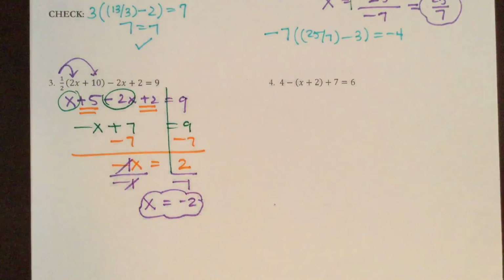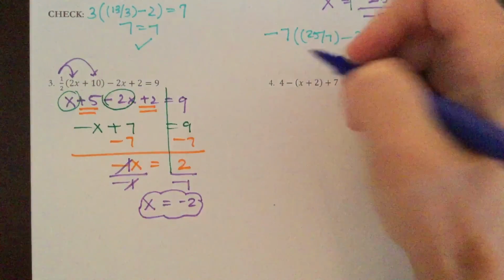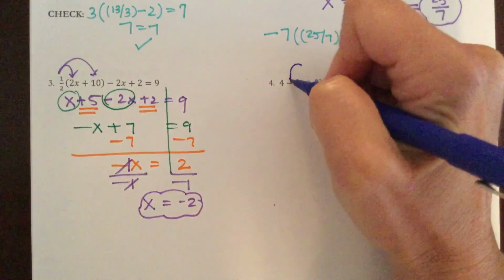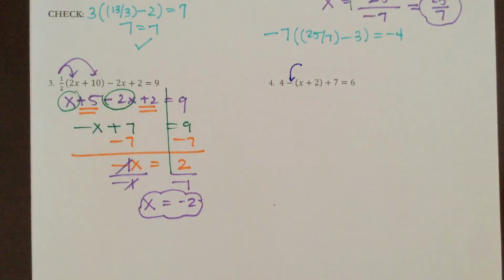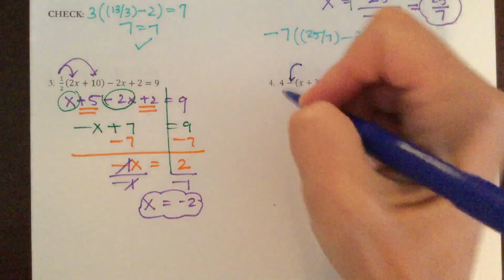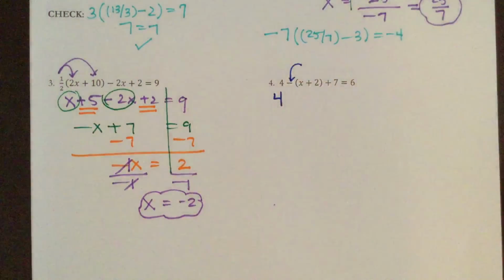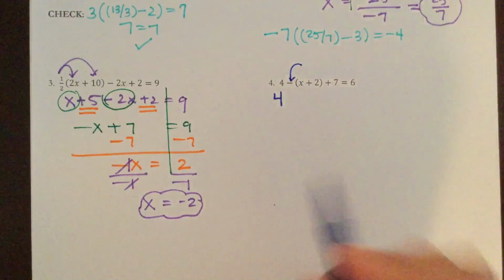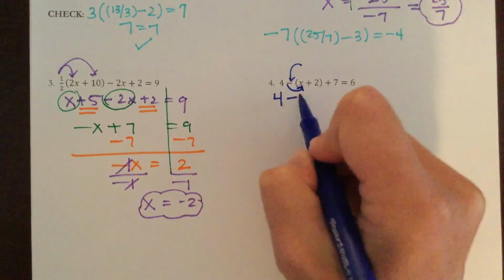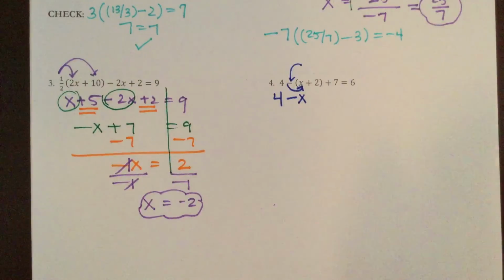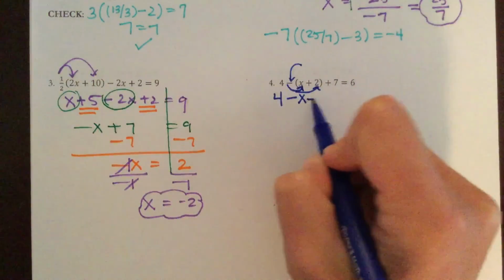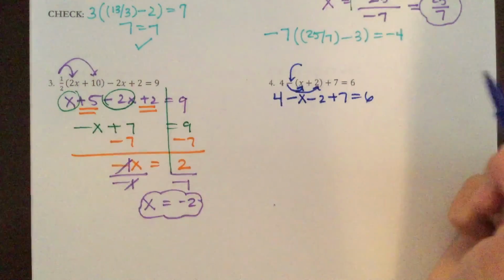In our final example, we also need to distribute. We need to make sure that we are distributing what is directly in front of this parenthesis, which in this case is a minus sign. We will hold the 4 and distribute that negative to both the x and the 2. Negative times x makes negative x. Negative times 2 makes negative 2.